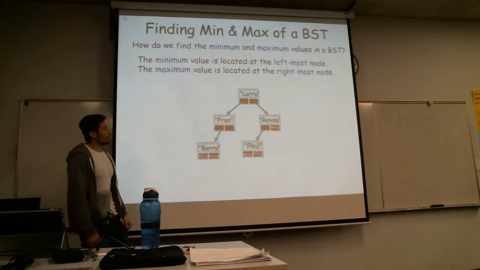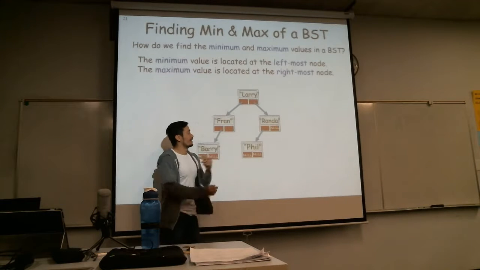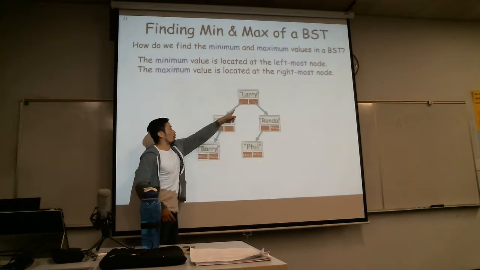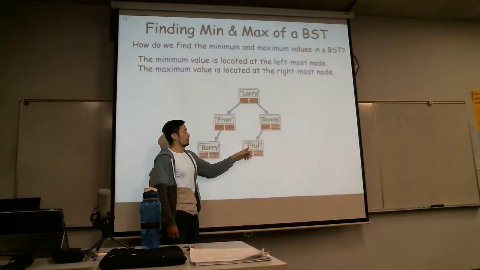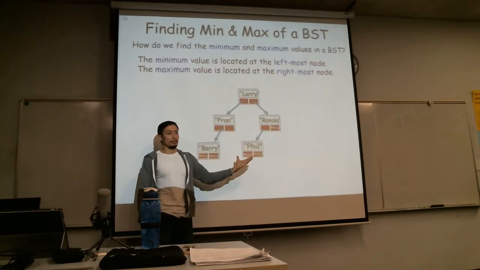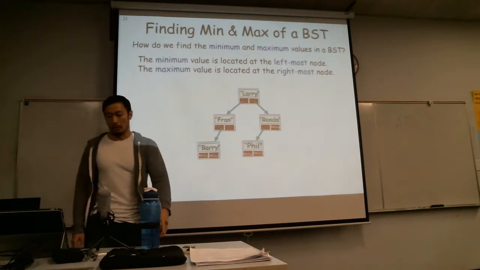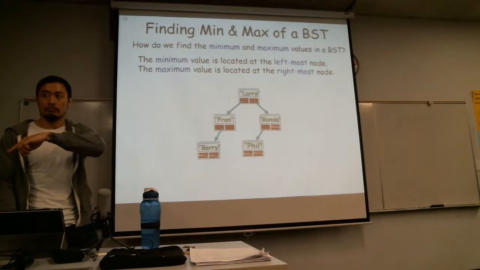And you can kind of count. I'm only going 1, 2, 3 steps to find Berry out of a tree that might have 6 nodes, so it's clearly less than n. But anyways, that's that. Is that good? Okay.